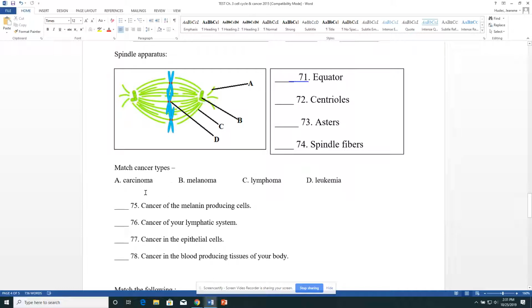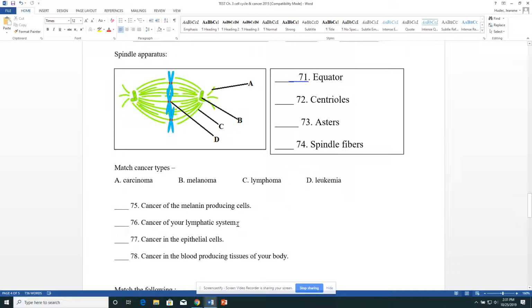This next section, we're matching cancer types. Carcinoma is choice A, melanoma is choice B, lymphoma is choice C, leukemia is choice D. Question 75. Cancer in the melanin-producing cells. A, carcinoma, B, melanoma, C, lymphoma, D, leukemia.